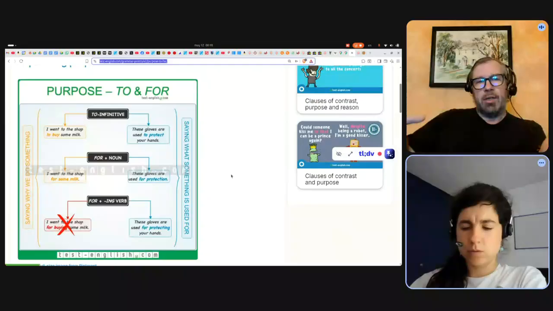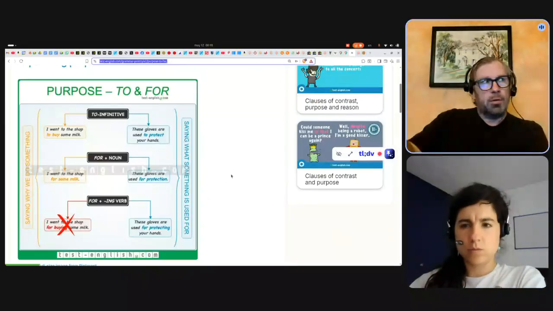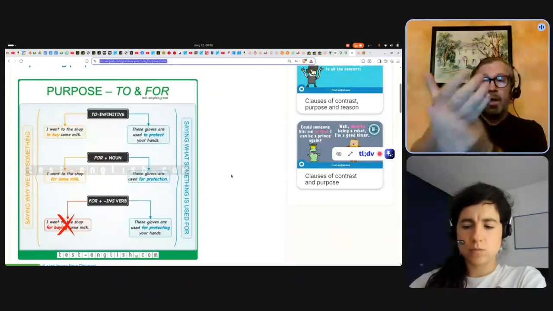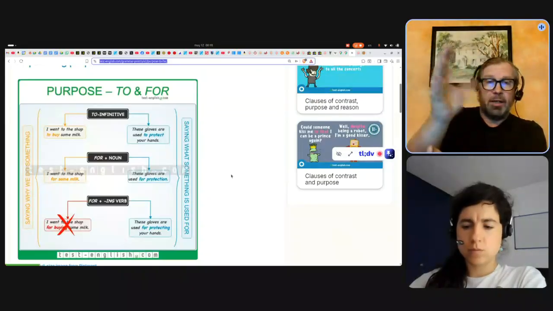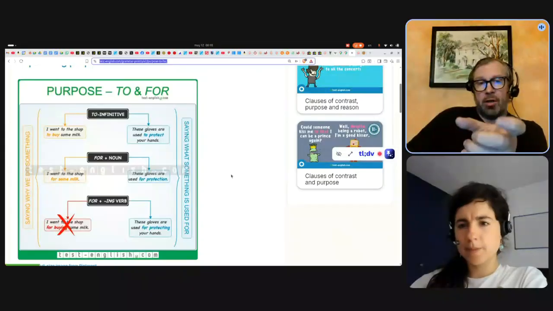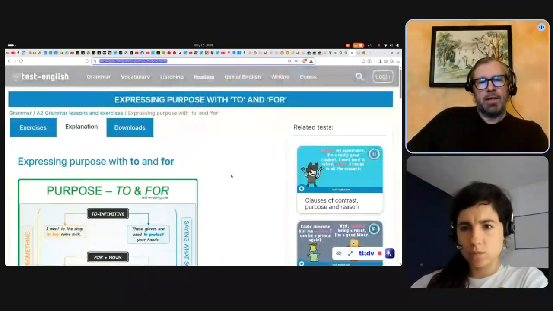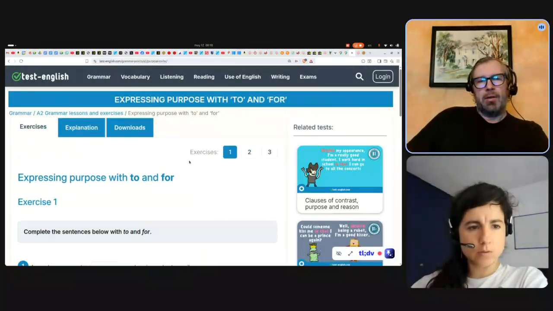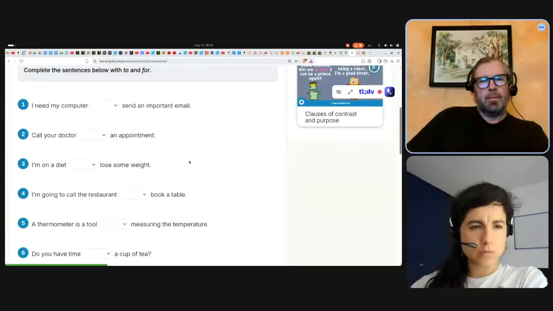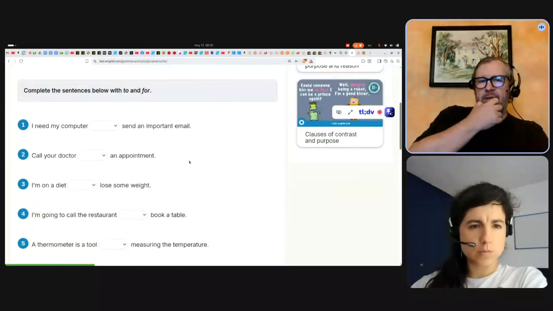For an ing to talk about the purpose of a tool, like a drill or a pair of scissors or a knife, right? These gloves are used for protecting. Protecting is the gerund. That's the noun form of protect, right? Protect is a verb. Protecting is a noun. These gloves are used for protecting your hands. Protecting is also the present participle, but the way it's used here is as a noun, as a gerund. I need my computer.